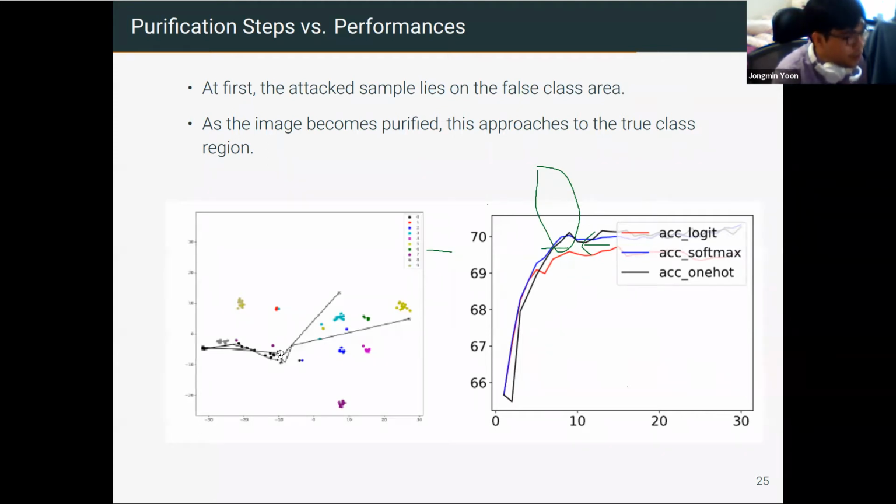However, as it is purified, it approaches the true data very fast. It only takes 2 to 3 steps for MNIST data. The x-axis of the right side is the number of purification steps, and the y-axis is the performance on the CIFAR-10 dataset. We showed that in about 10 purification steps, it approaches the maximal performance we can achieve.